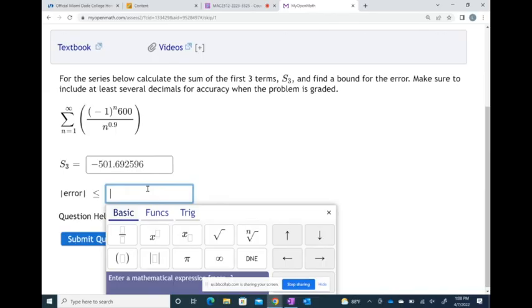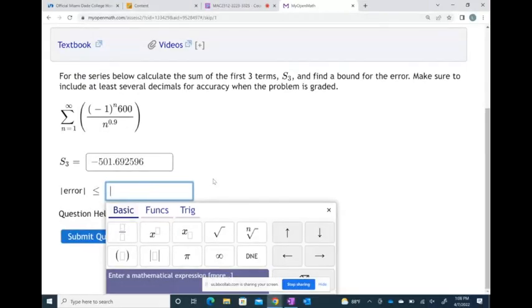So I'm going to do 4 to the negative 0.9 times 600. I'm getting 172.3. At least make sure to include several places of accuracy, so I'm going to put everything that the calculator gives me.